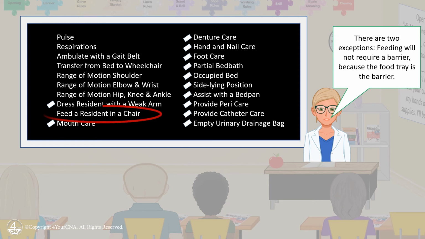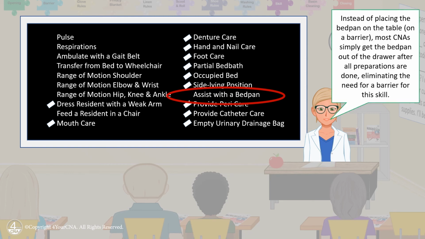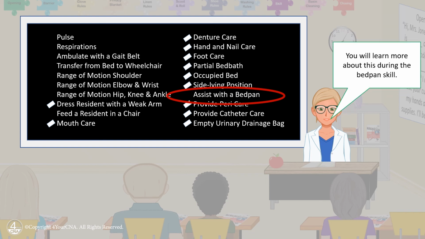There are two exceptions. Feeding will not require a barrier because the food tray is the barrier. And a barrier can be used for bedpan, but the skill is often done without one, since most people don't like to put a bedpan on an eating surface, even with a barrier. Instead of placing the bedpan on the table on a barrier, most CNAs simply get the bedpan out of the drawer after all preparations are done, eliminating the need for a barrier for this skill. You will learn more about this during the bedpan skill.